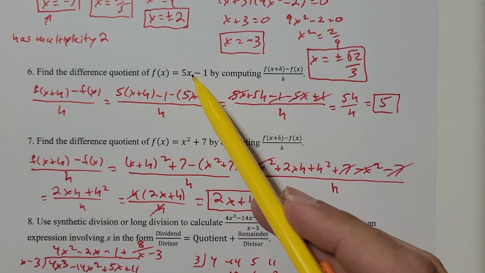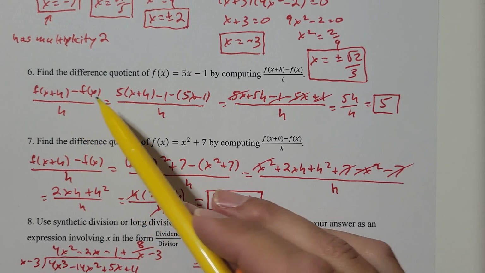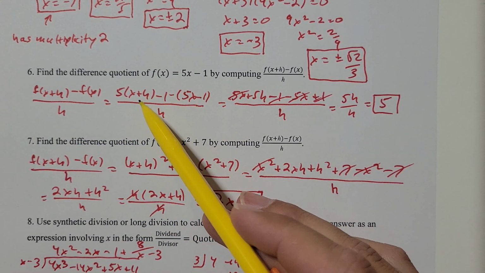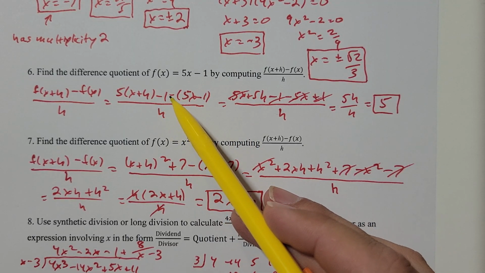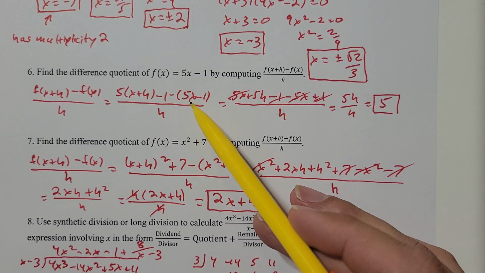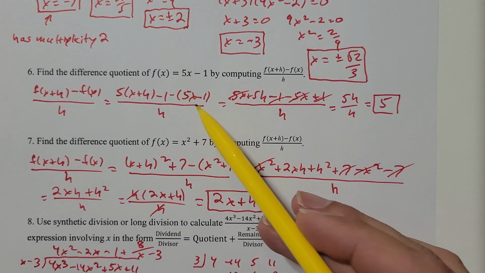Now everywhere I see an x in f, there's only one x showing, I need to replace that with x plus h. Okay, so I have 5 times x plus h minus 1, then minus f of x. Okay, minus 5x minus 1 all over h.